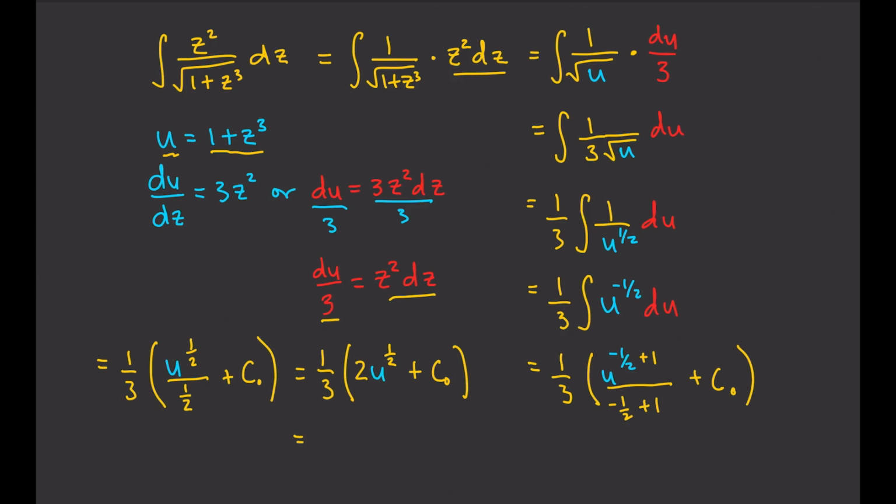and then this is where we would distribute the 1/3. So this gives us 2/3 u to the 1/2. Now u to the 1/2 is just square root of u, then 1/3 times constant c sub 0 is just c, and then finally we're gonna reverse the substitution. So this will be 2/3 times the square root of u, which is 1 plus z cubed, and then plus c. So this is our final answer.